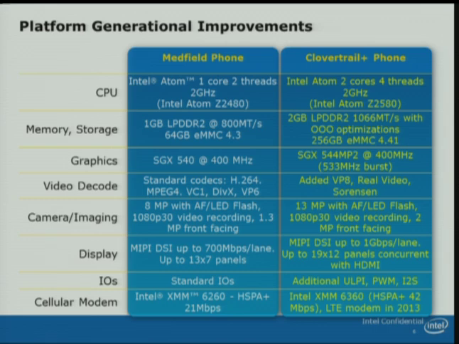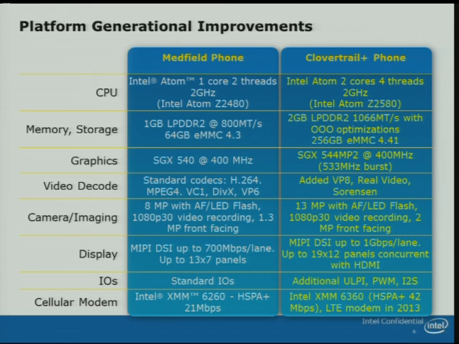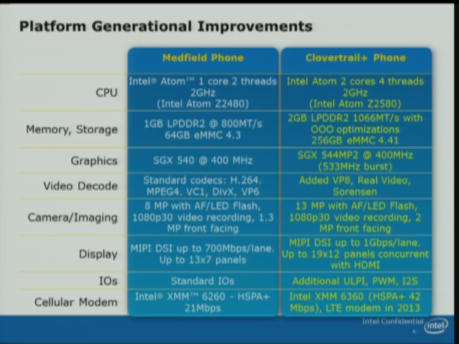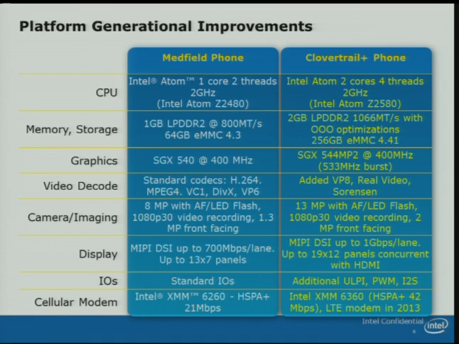Like I said before, the graphics was a single core SGX 540 running at 400 megahertz on the Medfield phone. It's a SGX 544 MP2 running at 400 megahertz on the Clover Trail Plus phone, but it has a capability to burst up to 533 megahertz. The first generation phone supported all the standard codecs for video decode. The Clover Trail Plus phone added support for VP8, Real Video, and Sorensen. The Clover Trail Plus phone supports a 13 megapixel rear camera, compared to the 8 megapixel, and a 2 megapixel front-facing camera compared to the 1.3 megapixel before.